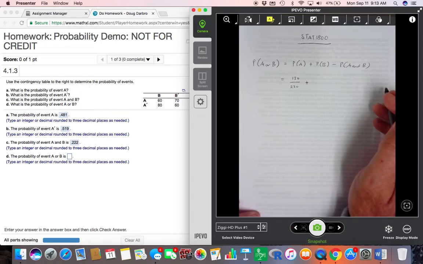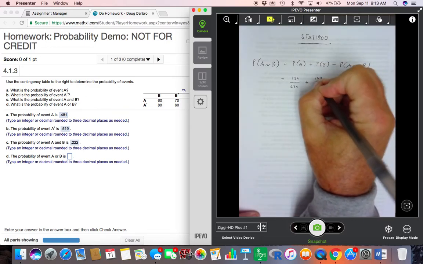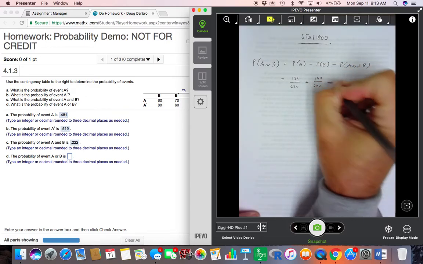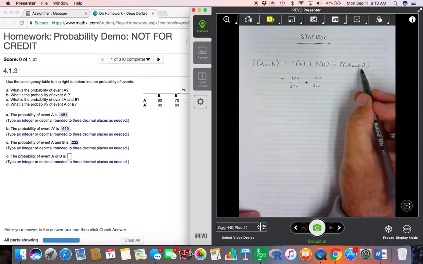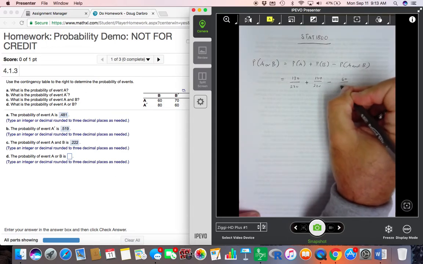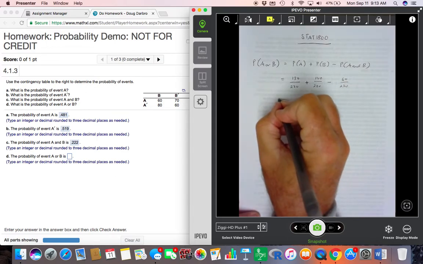The probability of B, we'd look at the ways of getting B. So I see 60 plus 80, so I would have 140 out of 220. And then the probability of A and B is going to be the intersection of the row A and the column B, which would be 60 out of 220.